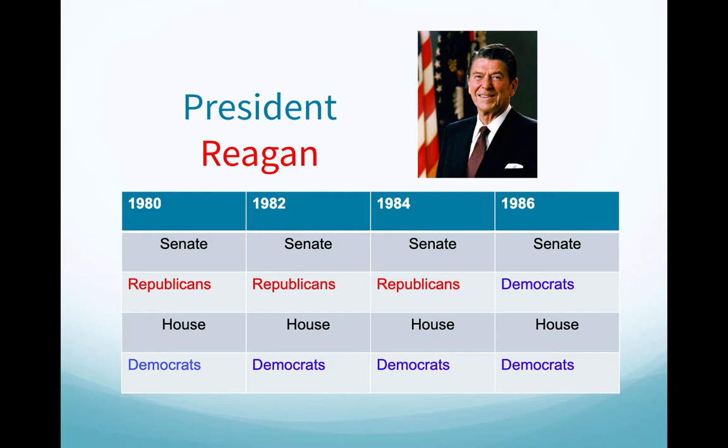Does anyone kind of know what Reagan's a little bit famous for, or a lot famous for? You know anything about Reagan? No. He was, yes, he was an actor, and then the governor of California.